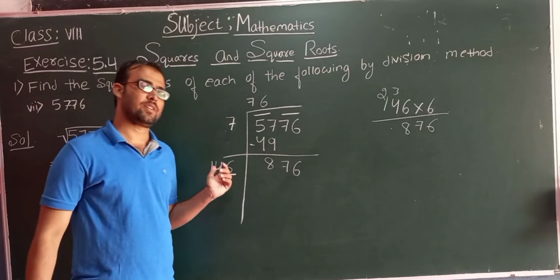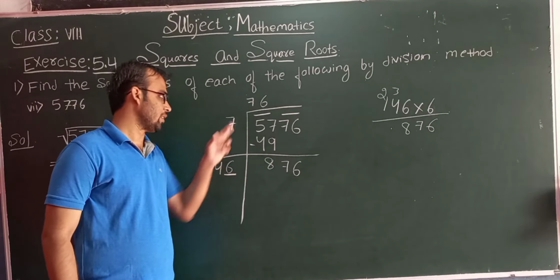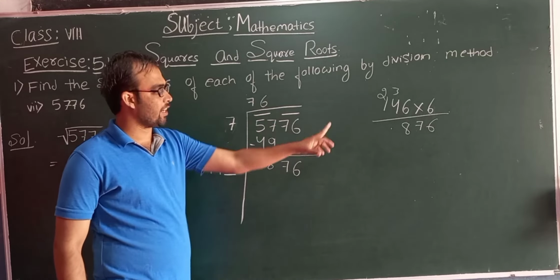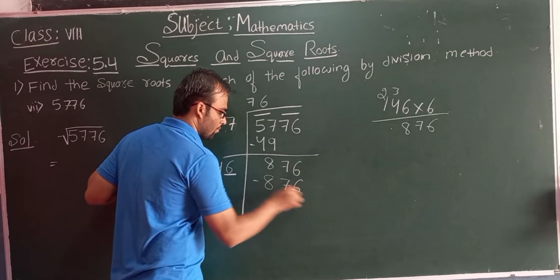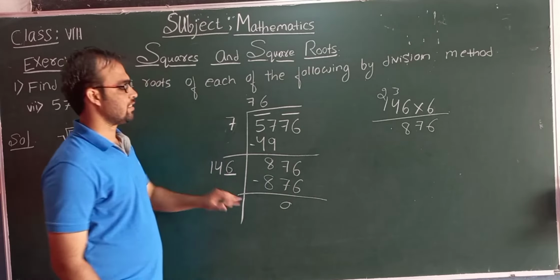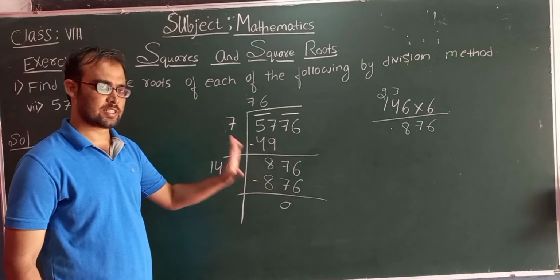when we fill this blank with 6 and multiply this number with 6, what are we getting? We are getting 876. Okay, so here we have got the remainder as 0. So this process of division has completed.